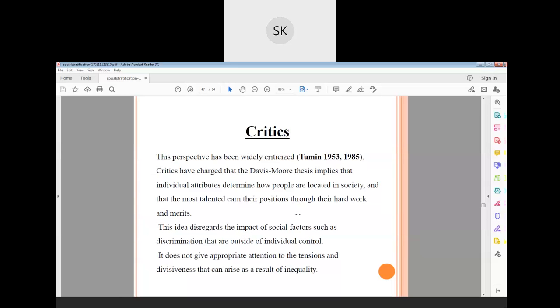This idea disregards the impact of social factors, such as discrimination, that are outside of individual control, and it does not give appropriate attention to the tensions and divisiveness that can arise as a result of inequality. Also, the critic Domain, in 1953, expressed that this idea of Davis and Murray, that people earn their position according to their talent, disregards the impact of social factors.